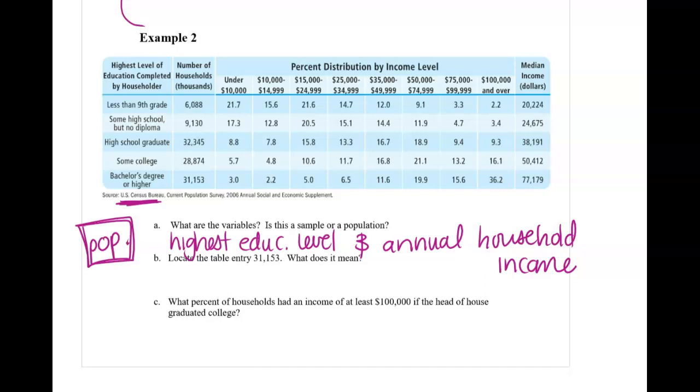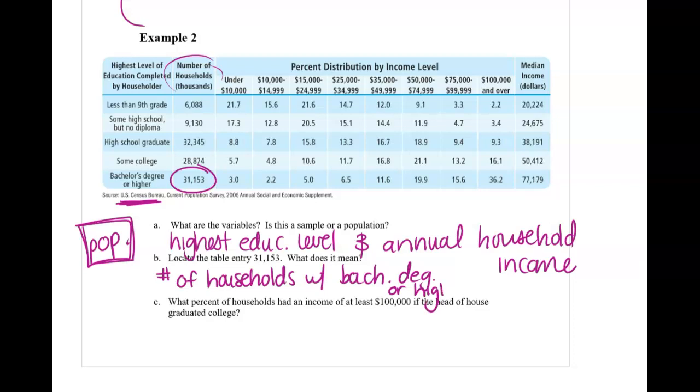So let's look at the entry 31,153. There it is. What does it mean? Well, this just means the number of, because look up here, this is the number of households with a bachelor's degree or higher. And keep in mind, this is in thousands, so it's not 31,153 houses, it's 31,153,000 households. Households, not houses.